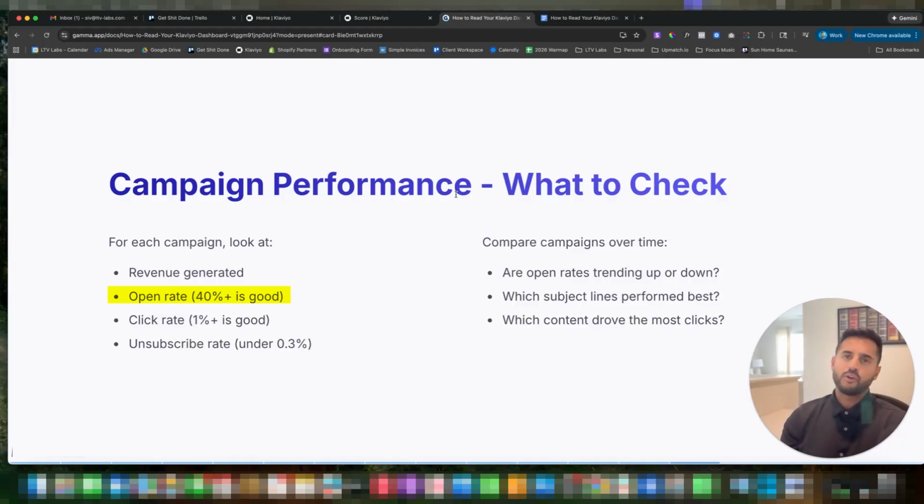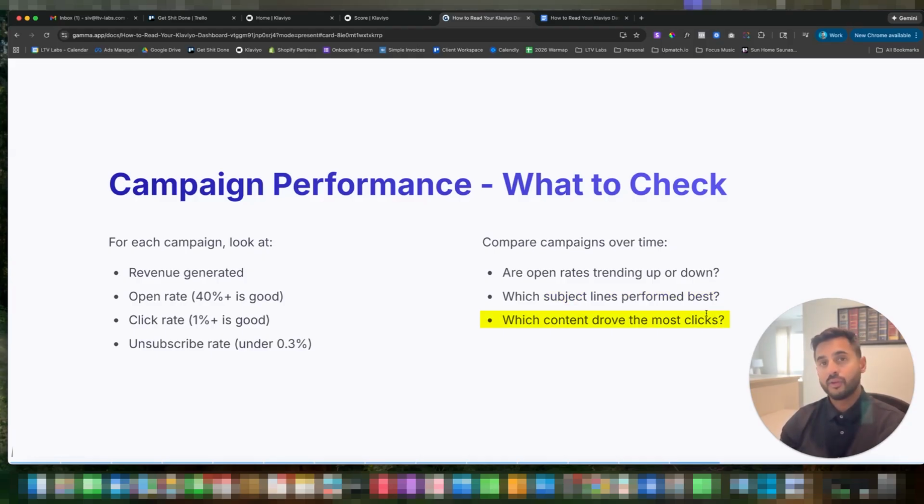But open rate, 40% is considered very good. Plus, click rate, 1% plus is good. Unsubscribe rate, you want to get that under 0.3%. And then you also want to compare campaigns over time, right? Open rates trending up, or are they trending down? Which subject lines perform the best? Maybe some subject lines that have emojis or urgency baked into it, maybe those perform better, and you want to kind of leverage that moving forward.